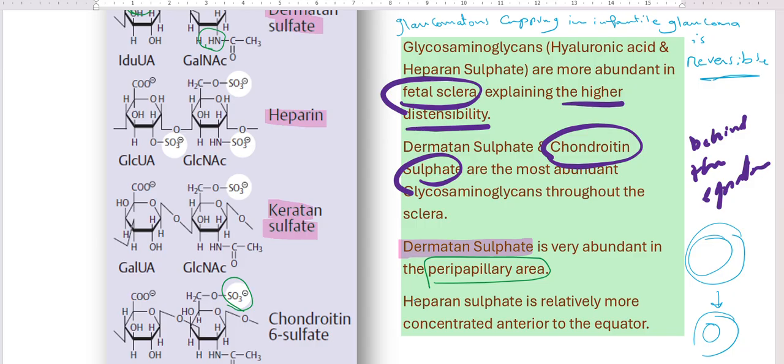And in the end, heparan sulfate becomes relatively more concentrated anterior to the equator in relation to posterior to the equator. That's why the sclera loses its distensibility by advancing age.